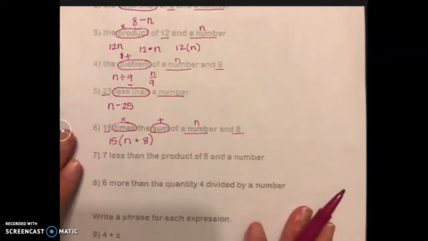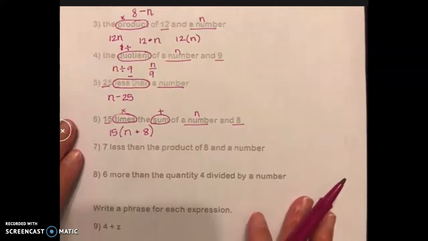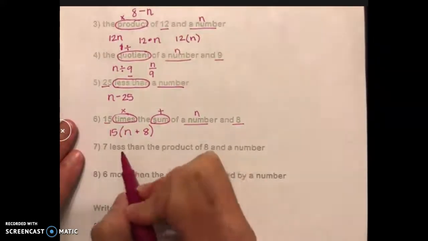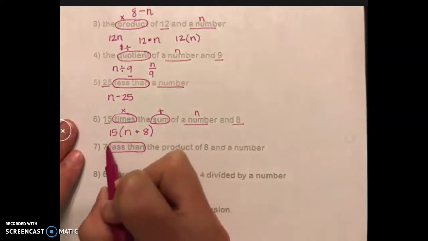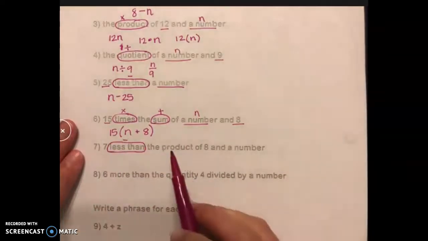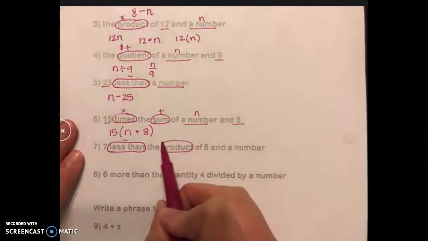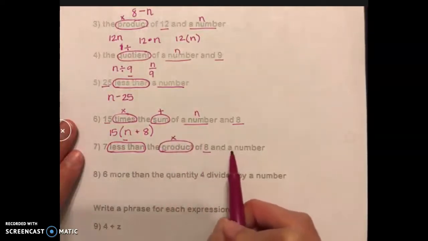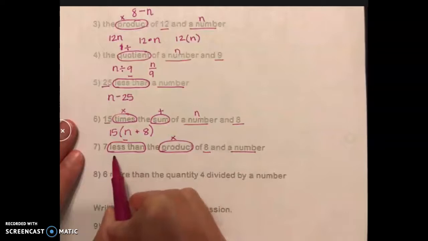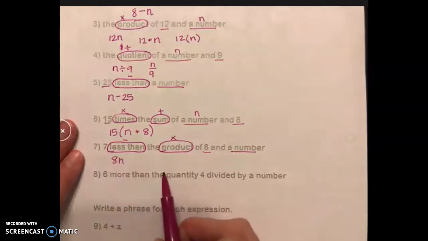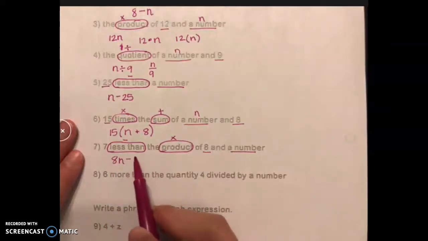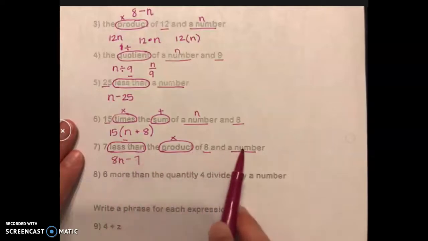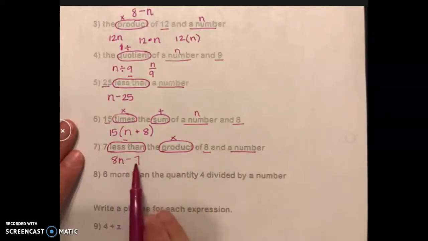Okay, number 7. So number 7 is 7 less than the product of 8 and a number. So we have 7 less than, so that means we're going to be taking away 7. The product, so we've got some multiplication going, of 8 and a number. So we're going to have the product of 8 and a number, so 8 and a number, and we have 7 less than that.